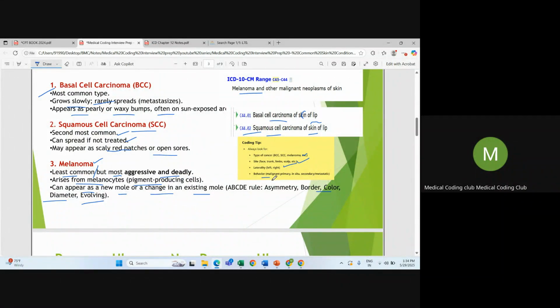Okay, primary malignancy or secondary malignancy, in situ, secondary, metastatic. Likewise, in the neoplasm table we will be able to see. But anyway, for skin cancer it is direct: basal cell carcinoma, squamous cell, melanoma, or unspecified. Okay, so all of these characteristics you should know.